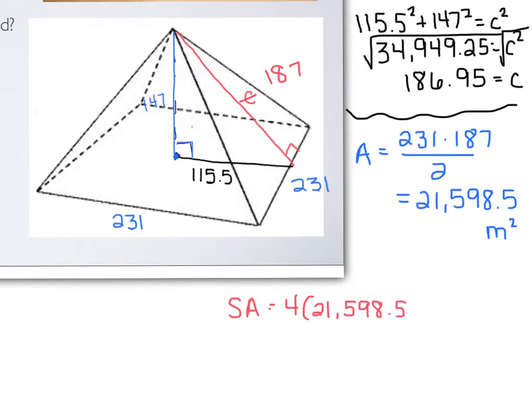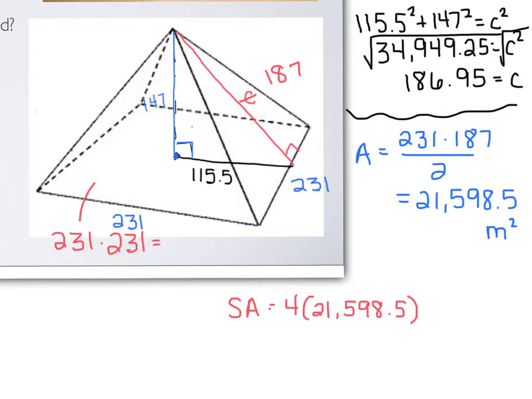And now technically, I would bet that all we really care about is the lateral surface, right? The 4 triangles, because that's what's sticking up out of the ground. But because this said surface area, what else do I have to include? Okay, the square on the bottom, right? Which would be 231 times 231.